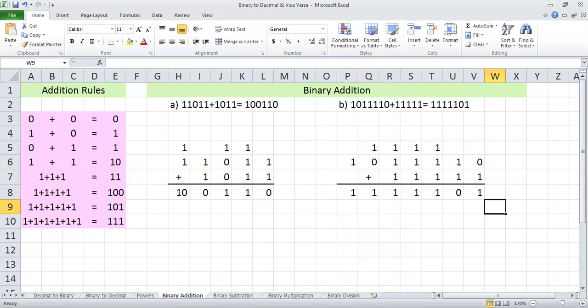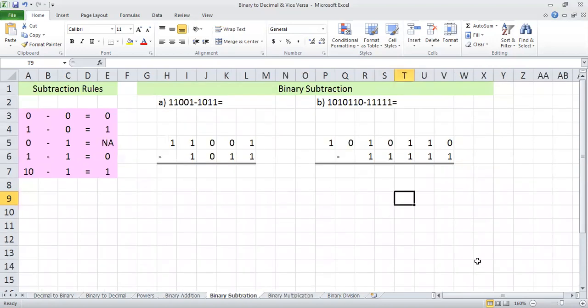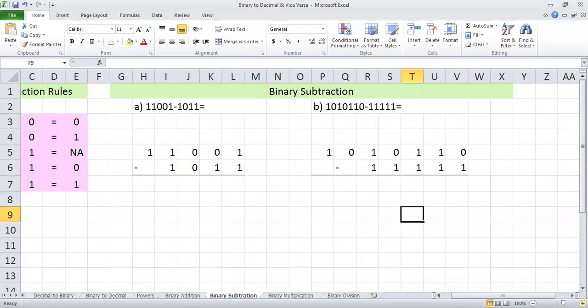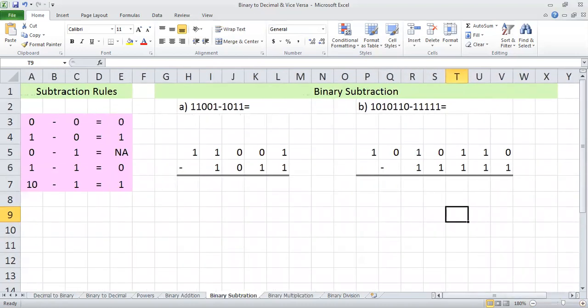Now let's understand binary subtraction. Again, for binary subtraction also, you have to learn a few rules, which is 0 minus 0 is 0, which is the same as the decimal number system. 1 minus 0 will be 1. 0 minus 1 is not possible. It means here you need to borrow a number from the next digit.